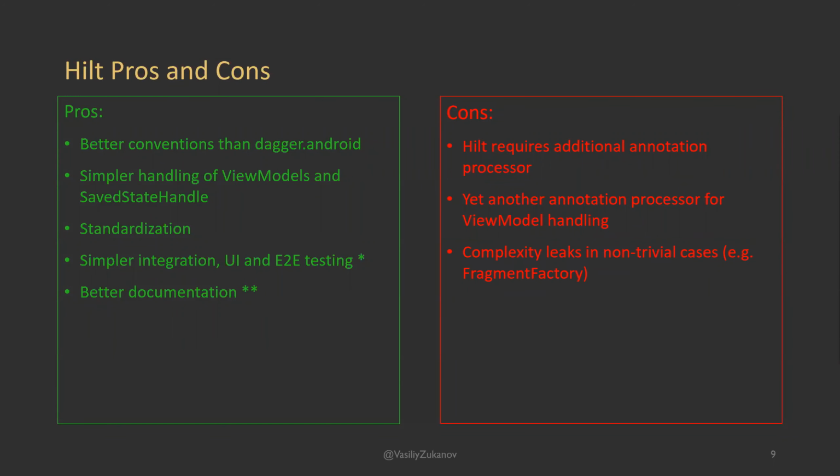As you've seen, it's very simple to integrate Hilt. It provides very useful conventions out of the box, but once you get to non-trivial cases, complexity starts leaking out. For example, if you use Fragment Factory in your app, you will need to deal with custom entry points. The Gradle plugin is optional, but Google kind of recommends using it. I'm not sure it's good. I mean, whenever you complicate your Gradle setup, it's not good in my opinion. And Hilt is in very early alpha, so it's immature.